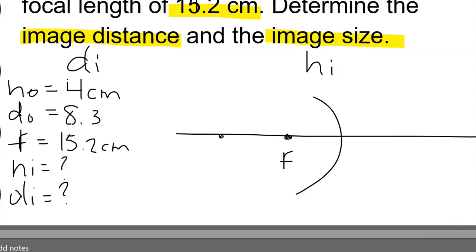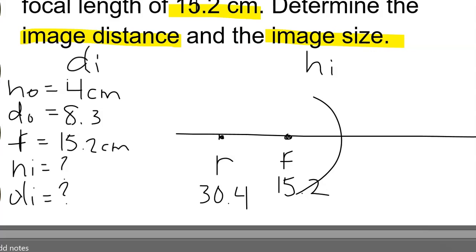Draw your focal length and your radius. I'll just go to R since it's what we're more used to than C. So our focal length is going to be 15.2. That means our radius is going to be twice that, so it's going to be 30.4. Just make sure, yep, 30.4.